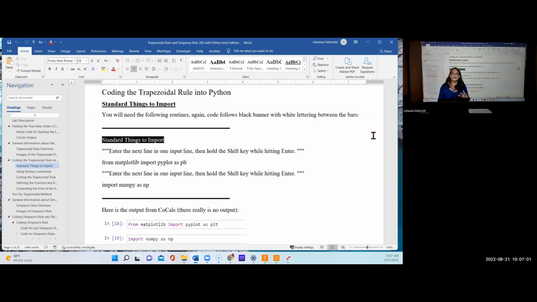graph these. Because we not only want to approximate the area under the curve, we want to see what we're doing so that we really make that connection between the numerical integration, the computational mathematics we're doing, and the image, the actual graph. We want to connect these two concepts. So we're going to be importing these two things. This first line gives us the plotting ability.